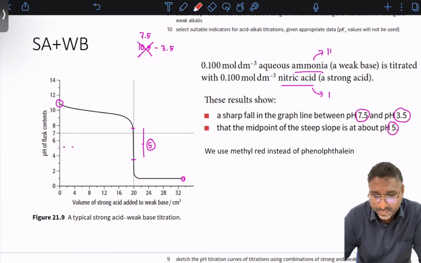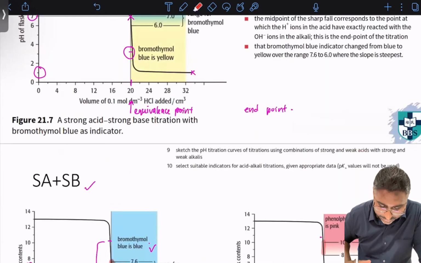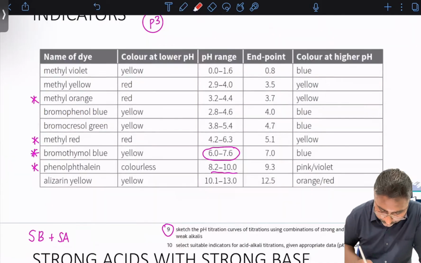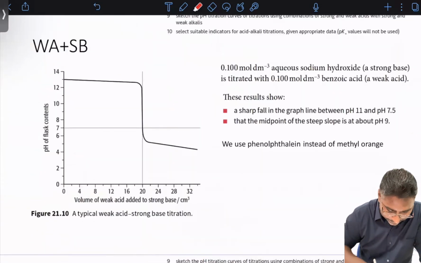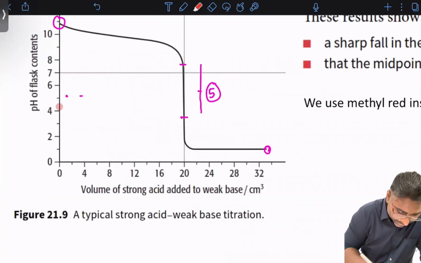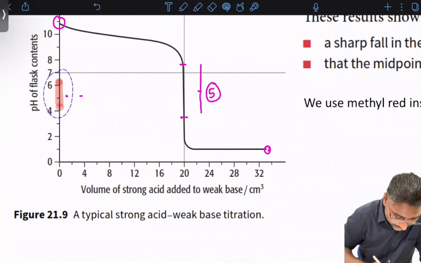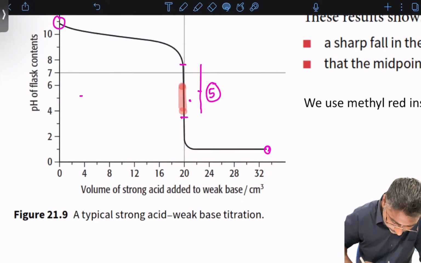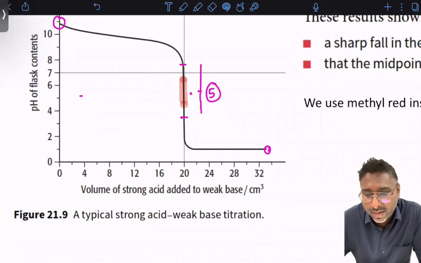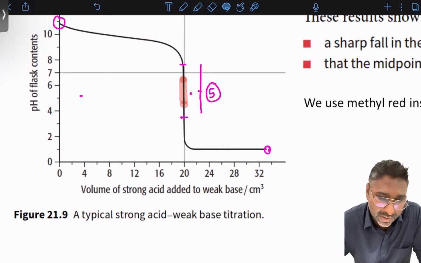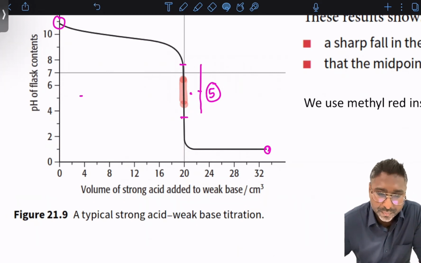Okay, methyl red. Let's look at methyl red. Methyl red is going to be 4.2 to 6.3. Let's put 4.2 to 6.3 here, somewhere from here to here. And you can see that they come within the sharp fall. So we can use methyl red, and it will give you a proper color change.